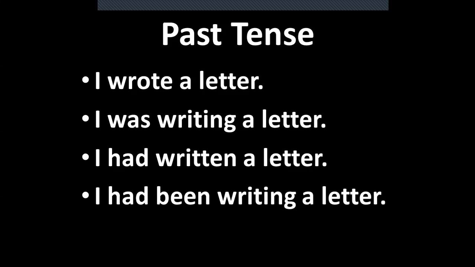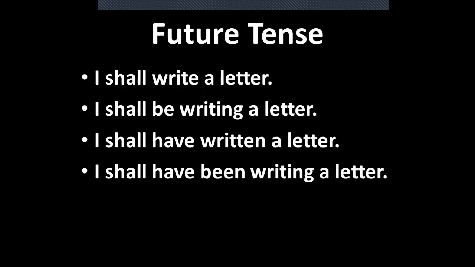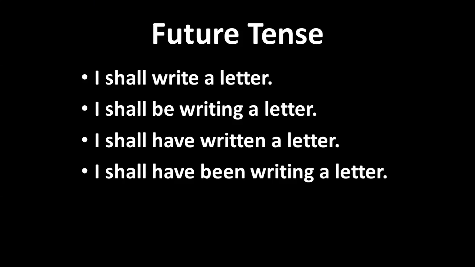Now let's go to future tense. What is the structure of the future tense? Subject plus will or shall plus V1. Once again, subject plus shall or will plus V1. Shall with I and we.